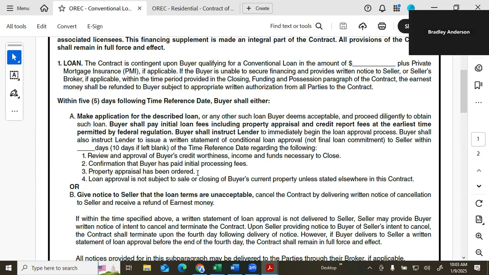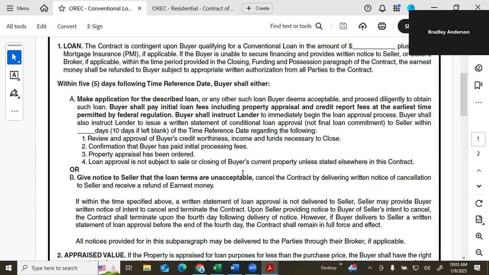And then lastly, loan approval is not subject to the sale or closing of buyer's current property unless stated elsewhere in the contracts. There is a provision for that, but this is just an acknowledgement that this loan is not contingent on the sale of the buyer's current home. Okay, now it could be, and that's fine, but there's additional paperwork for that. All right, so that's choice one.